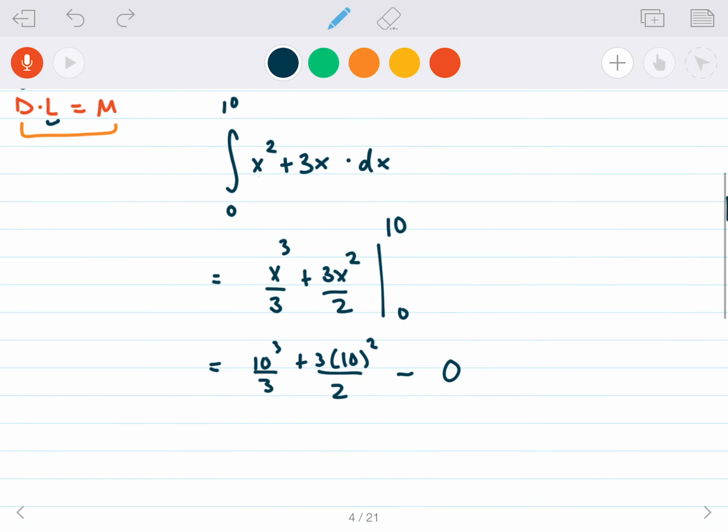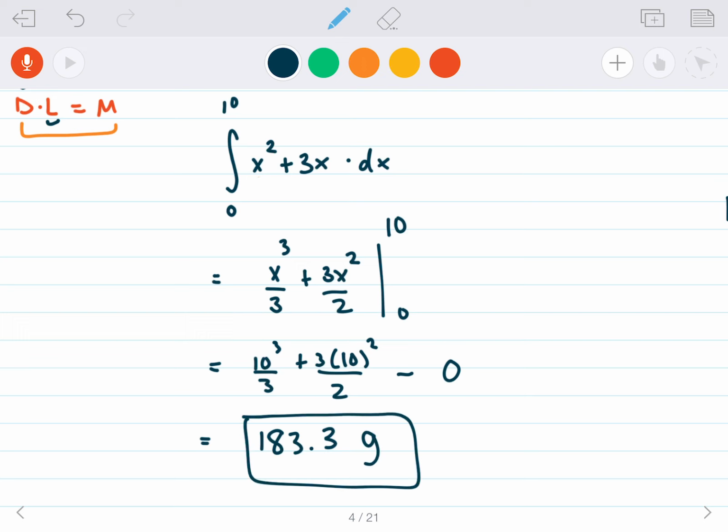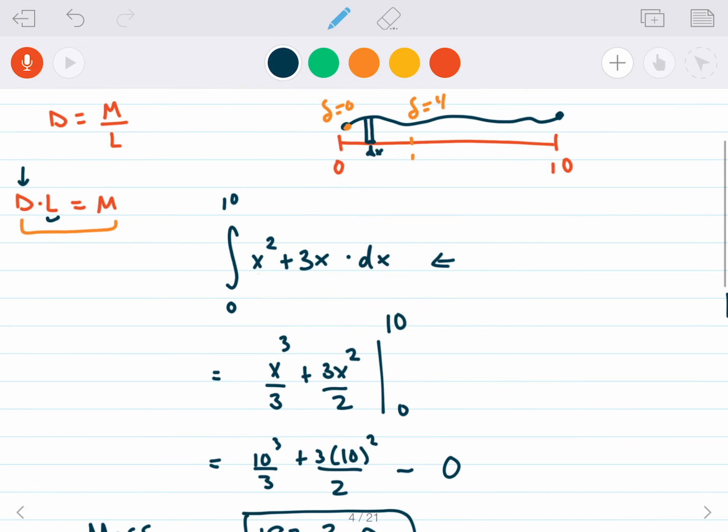So that's nice. What I'm going to get here when I do the computation is about 183.3 grams. That's my unit, because what did I just find? I just found the mass.